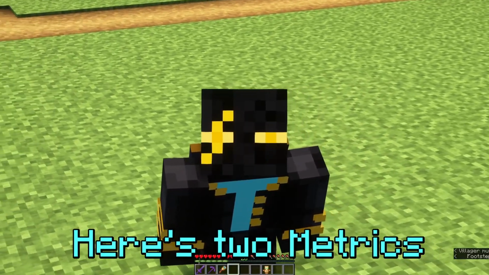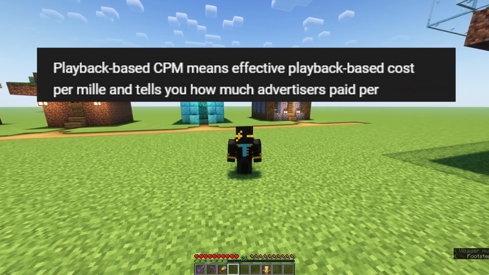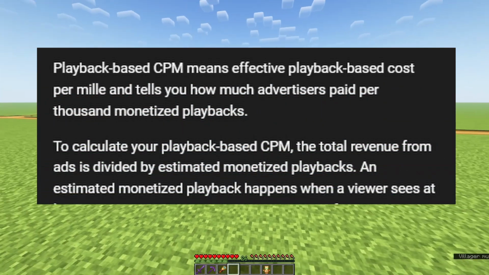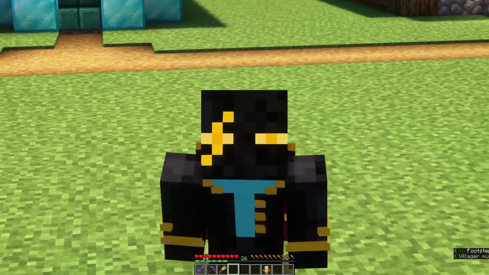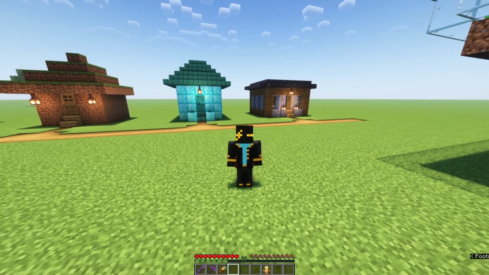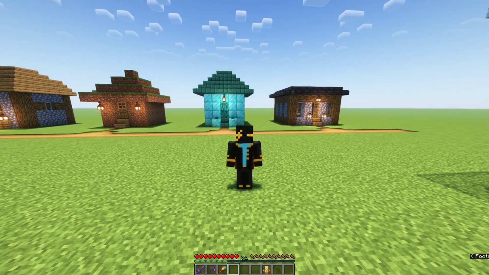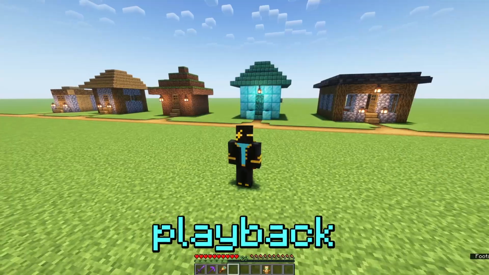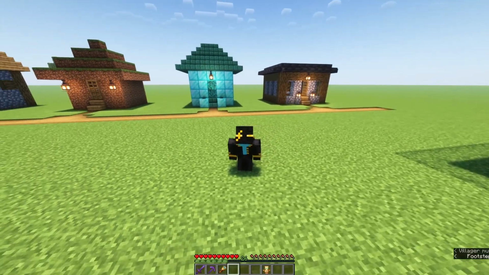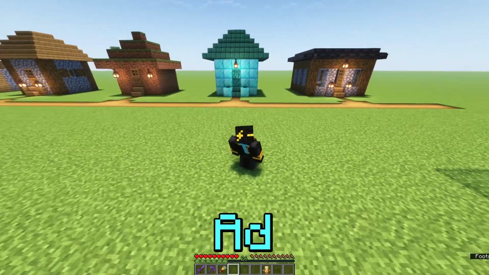So here's two metrics we're going to look at. CPM, or counts per mil, are the number of monetized playbacks per 1,000 views on a YouTube video, and how much money is actually spent running that ad by the advertisers. Basically, what is paid to YouTube per monetized playback. And a monetized playback happens when a viewer sees at least one ad on one of your videos.